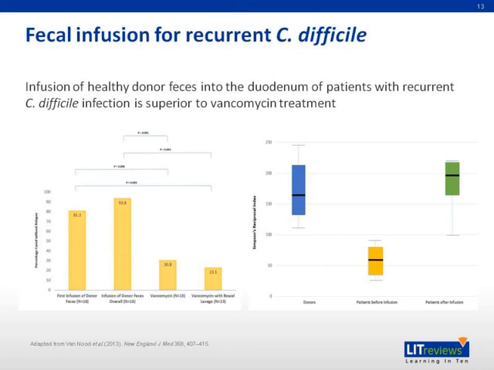And those flora were able to repopulate the intestines of patients suffering from C. diff infection. And it was found that that method of treatment was far superior to even vancomycin treatment. You can see there that there was a very high cure rate compared to vancomycin, almost 80, 90, 100% cure rate, compared with only about 20 to 30% cure rate with vancomycin.